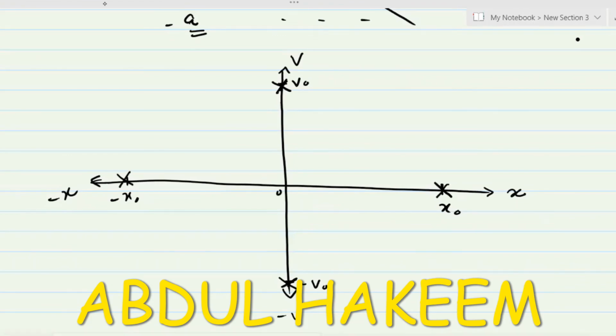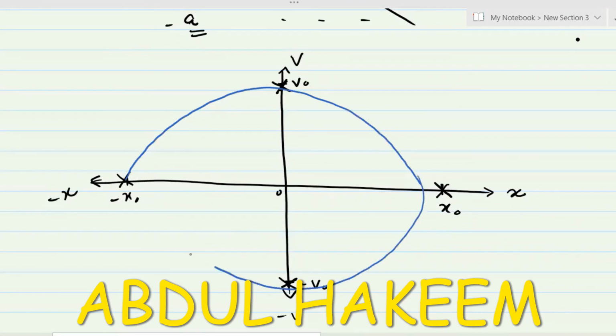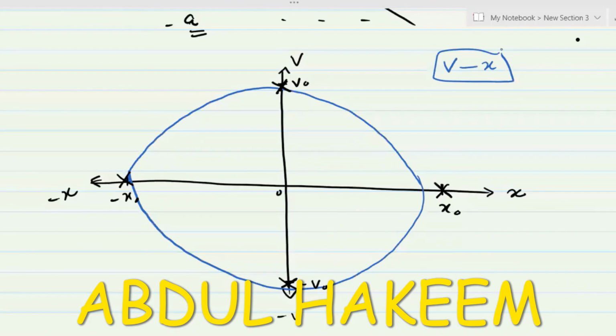So we have four points. So the graph between velocity and displacement is to join these four points. So this is the velocity against displacement graph. It's an oval shape, not a circle. Now the equation for this, very, very important.